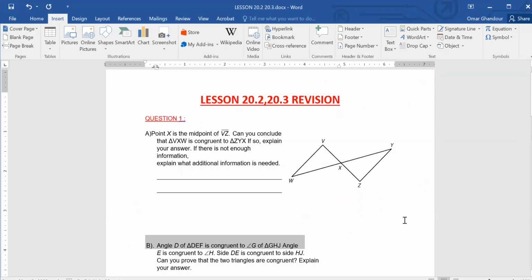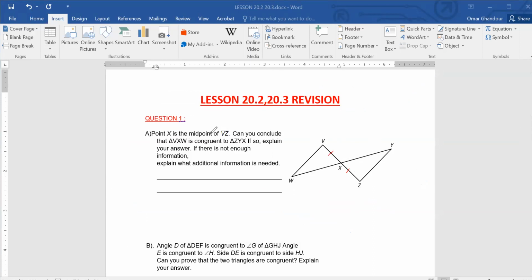Okay, let's begin with question 1. As you can see, we have two triangles in front of each other, and it says point X here is the midpoint of VZ. Before I continue, I'm extracting information. Since X is the midpoint of VZ, I know that VX should be equal to XZ, right?